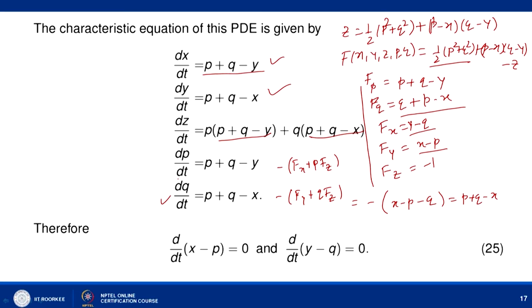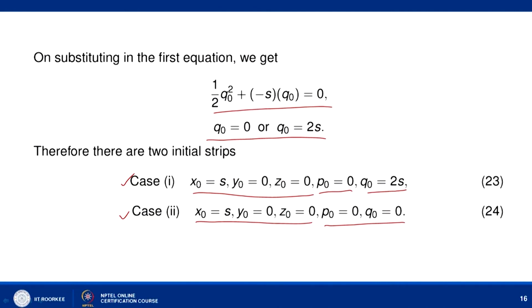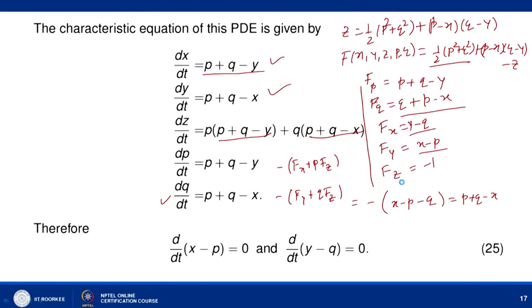Now we need to solve this set of ordinary differential equations, and the initial data is already obtained, like case 1: x naught equal to s, y naught equal to 0, z naught equal to 0, p naught equal to 0, q naught equal to 2s. So theoretically we can solve this ordinary differential equation and we should have a solution. But here, theoretically it is possible. Now your experience will come into the picture, and we solve this depending on the equation.